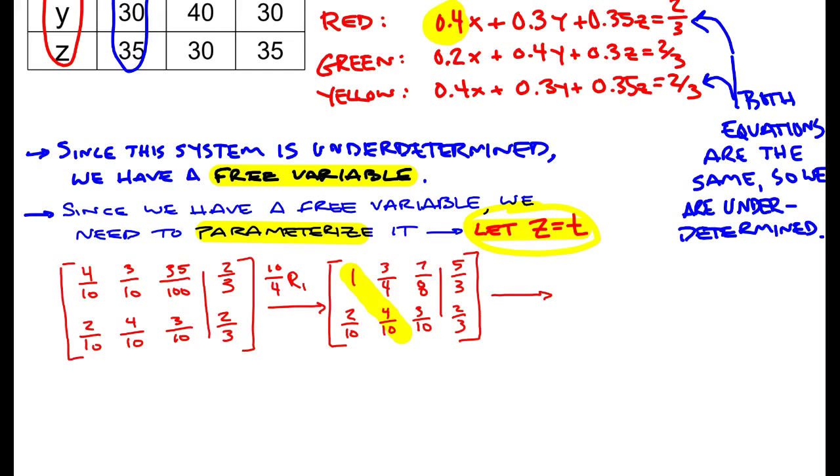The next thing I'm going to do is get a 0 in the first position of the second row, so that I'm going to cancel out that 2/10. In order to do that, I'm going to multiply row 1 by negative 2/10 and then add that to row 2.